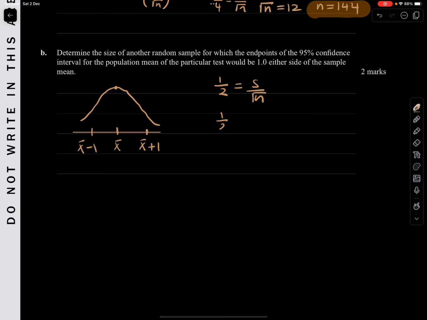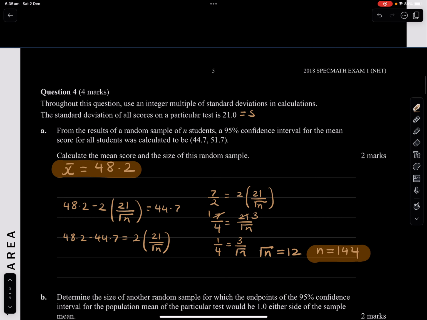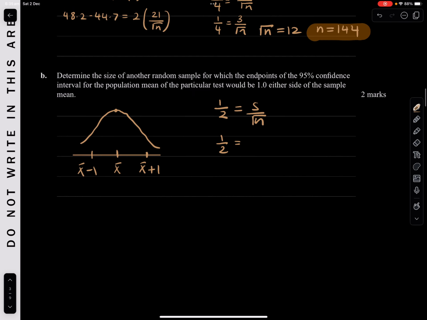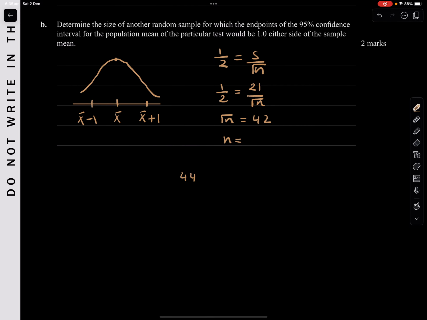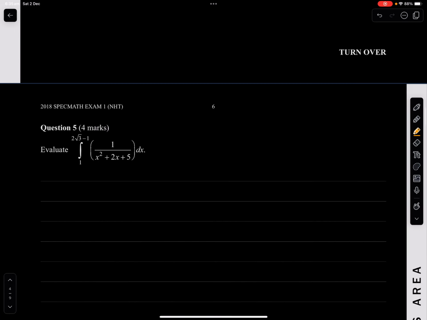So s is the same, so the standard deviation is the same, because it's saying the standard deviation of all scores of a particular test is 21. So that's going to be 21 over root n, cross multiply, so root n equals 21 times 2, which is 42. And then what's 42 squared? 42 times 42 is 1764. That's your answer. Hope that's right. Question 5.